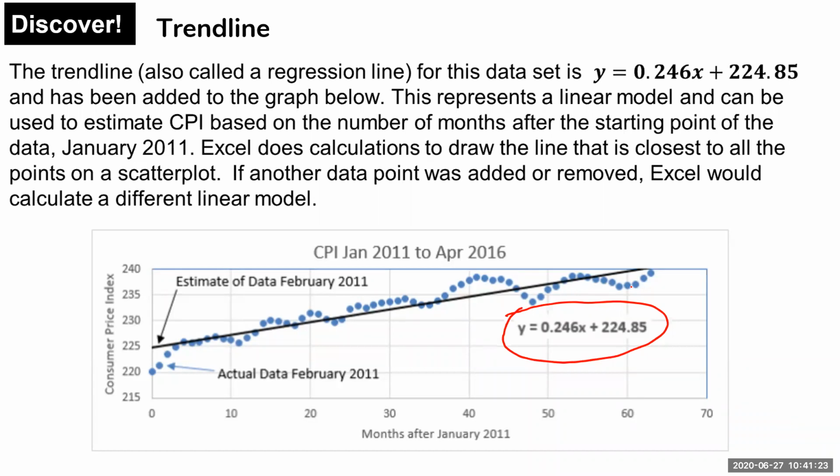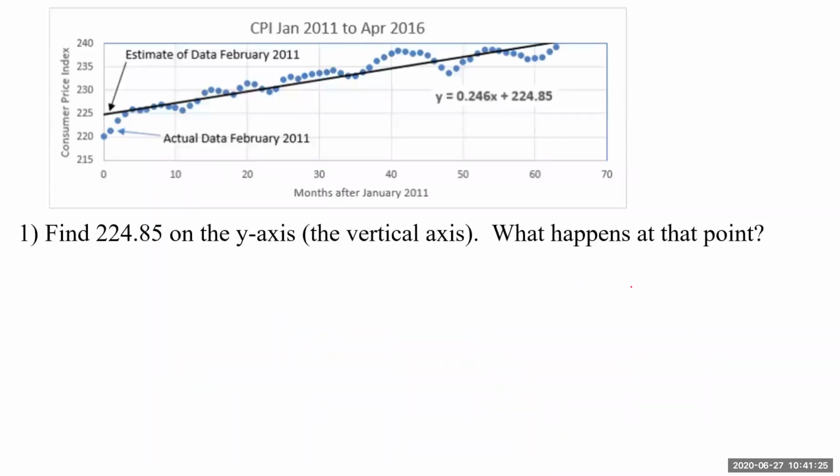Okay, now we want to find 224.85 on the y-axis. What happens at that point? 224.85, that is right there, right? That's the starting point. That's where the trend line begins.